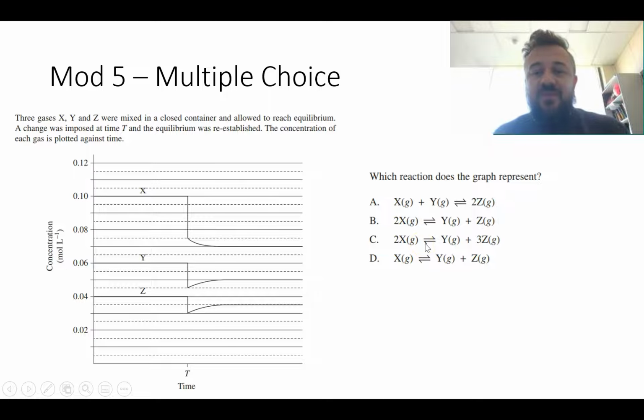However, with C, we have 2 over here and 4 moles of gas. With D, we have 1 mole and 2 moles. Now, the next clue is how Y and Z have changed in relation to each other. What we see is that Y and Z have both increased by the same amount. This means they're in the same molar ratios. And as they're in the same stoichiometric molar ratios, that means the answer has to be D. So D is our answer with this one.